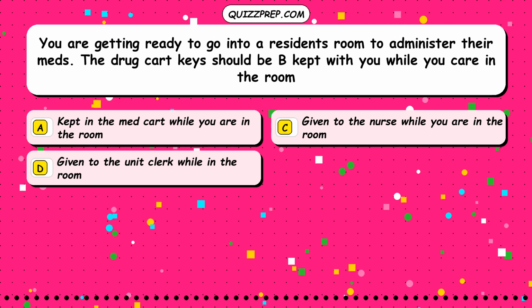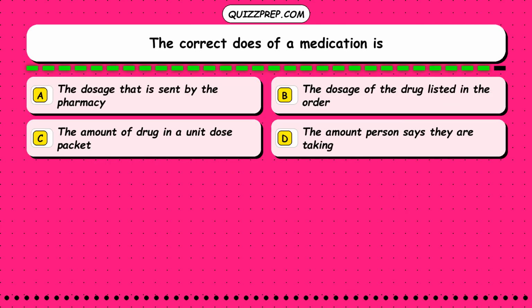The correct answer is option B. Question 220. The correct dose of a medication is: Option A. The dosage that is sent by the pharmacy. Option B. The dosage of the drug listed in the order. Option C. The amount of drug in a unit dose packet. Option D. The amount person says they are taking.